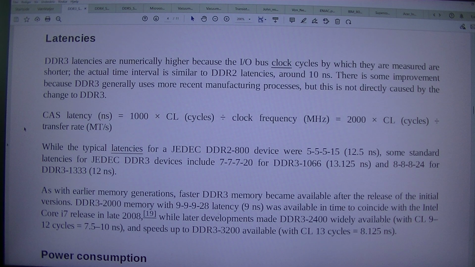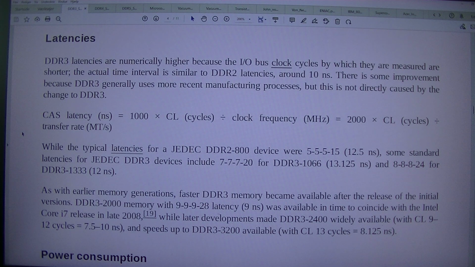The typical latencies for a JEDEC DDR2-800 device were 5-5-5-15, 12.5 ns. Some standard latencies for JEDEC DDR3 devices include 7-7-7-20 for DDR3-1066, 13.125 ns, and 8-8-8-24 for DDR3-1333, 12 ns. As with earlier memory generations, faster DDR3 memory became available after the release of the initial versions.